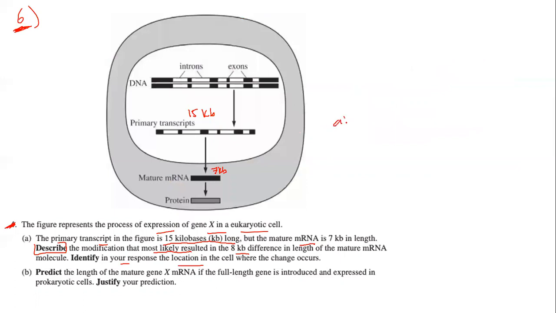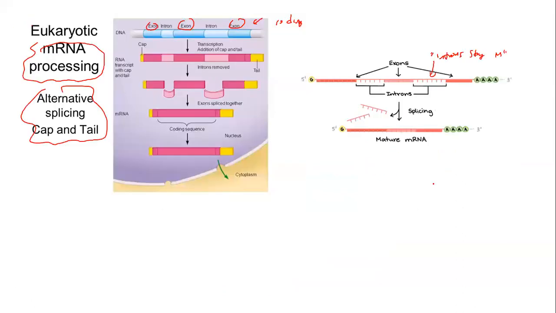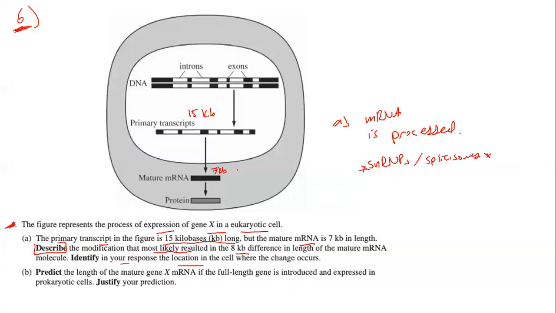So for A, to earn that point, you had to state that mRNA is processed. Remember that those are the snRNPs and the spliceosomes. So you snRNP it, you splice it. The mRNA is processed via the snRNPs and the spliceosomes, which do that, and then you create your coding sequence.